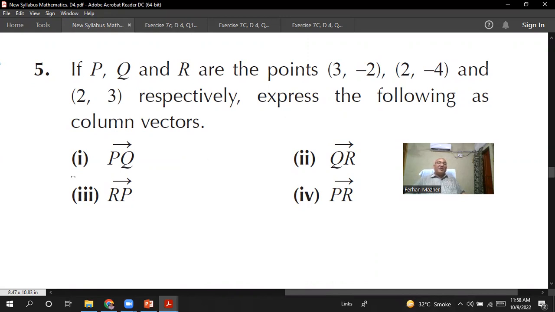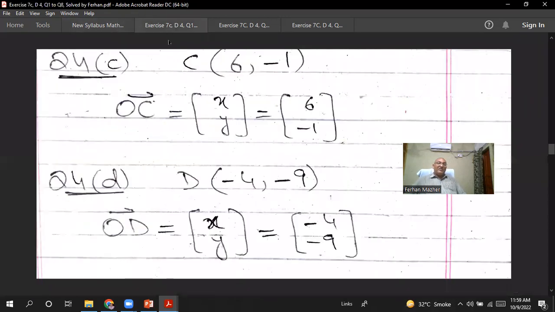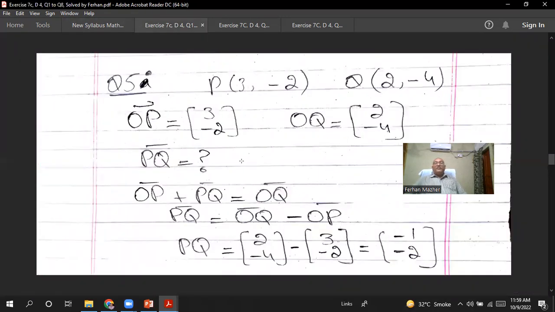Express the following as a column vector. So you have to find out PQ. We know the coordinates of P, we know the coordinates of Q. We can find out the position vector of P and Q as well. Okay, so P is (3, -2), so OP will be (3, -2). The point Q, its coordinates are (2, -4), so OQ will be (2, -4).